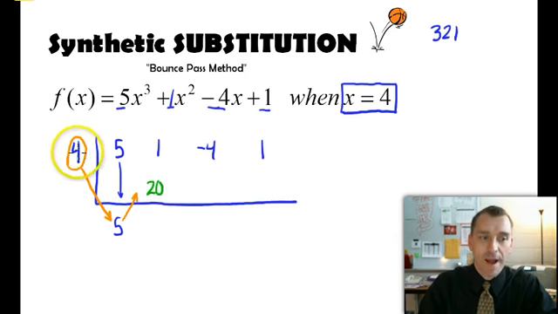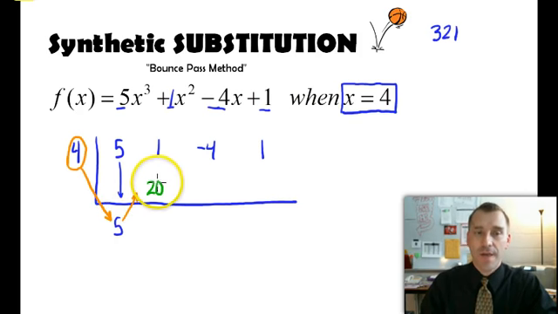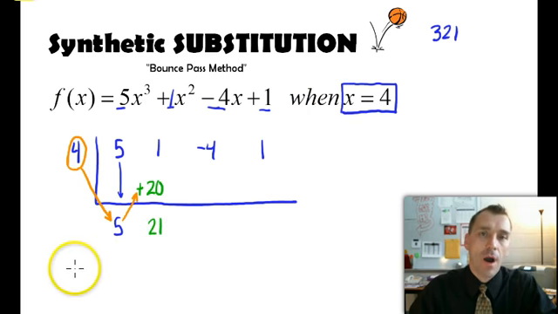So that's what I mean by bounce pass. You bounce the 4 off the 5, multiply, and you get up here to 20. And then what do you do? Well, then you take these two numbers in the same column and you add them together, which gives me then 21.